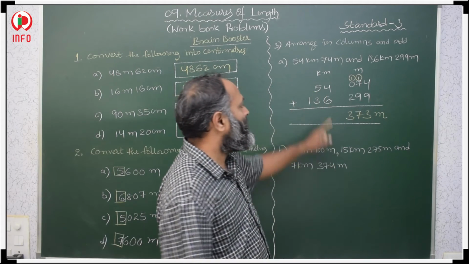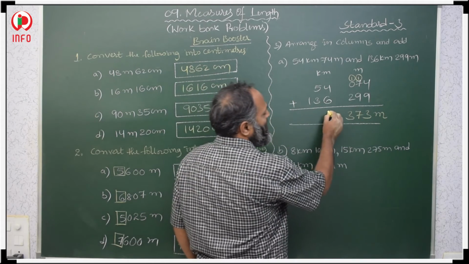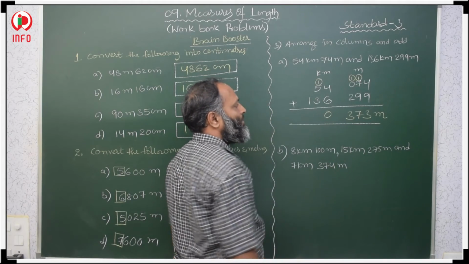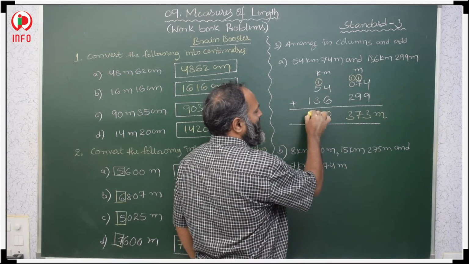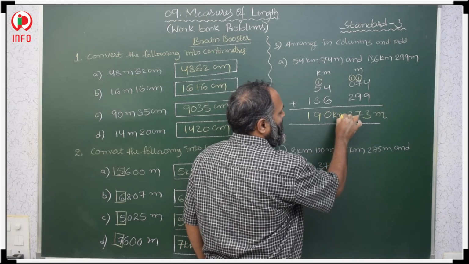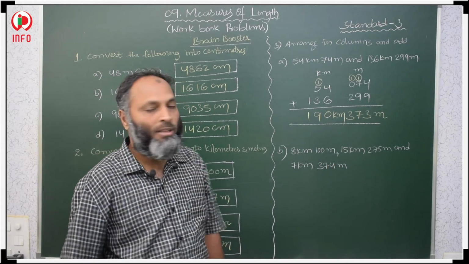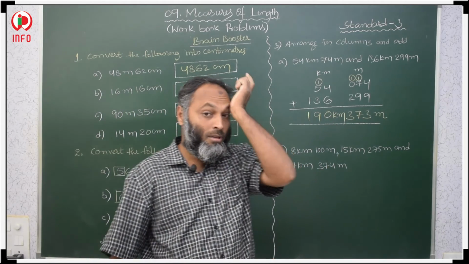373 meters. Now, 6 plus 4, 10. 10 means 0 and take carry over on 10's place. 5 plus 1, 6, 6 plus 3, 9. And this one is kilometer. 190 kilometers, 373 meters. Okay.